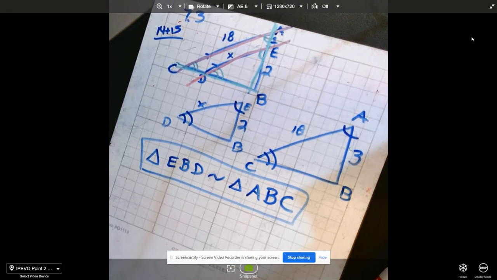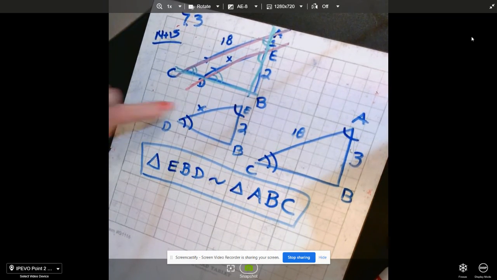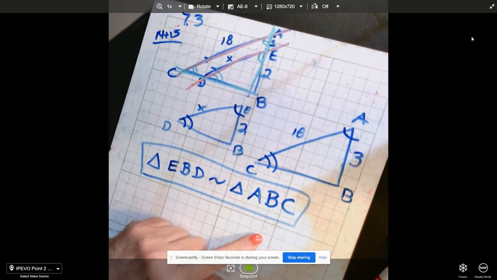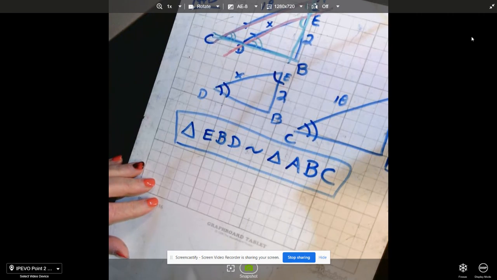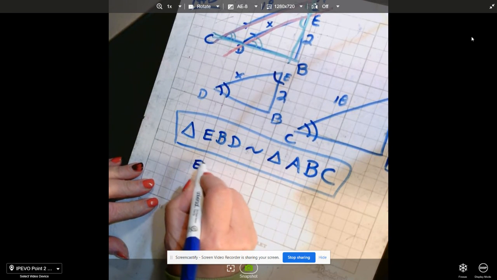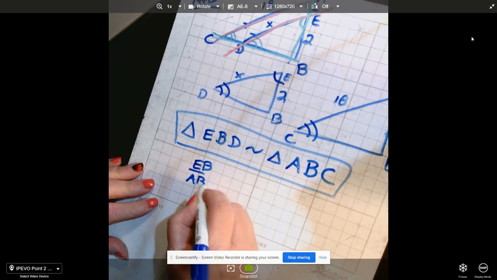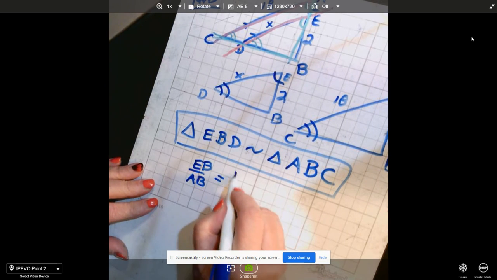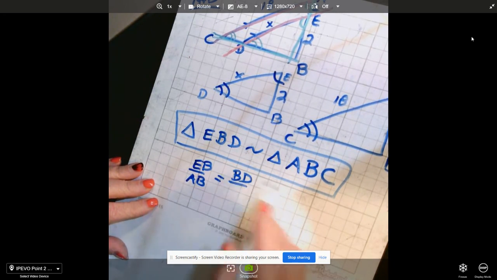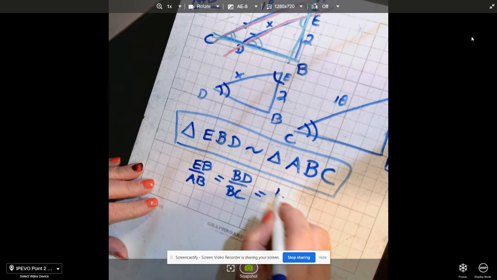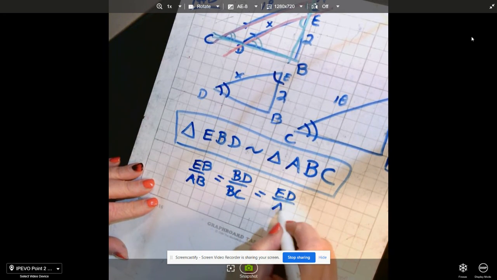The next question it said was to find the value of X. So now that I have my similarity statement, I can write my ratios. The first two letters EB have to be similar to AB. The second two BD have to have the same ratio as BC. And the first and the last ED have to have the same ratio as AC.